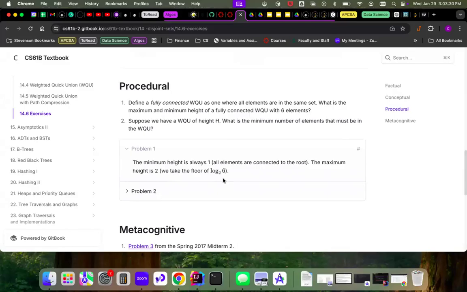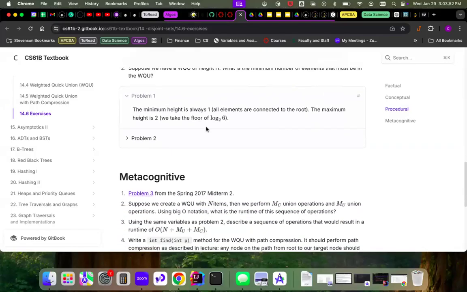Why is it not 5 or anything above 2? Because it's not compressed. We don't have path compression. It's weighted. We can't have the worst case scenario of a regular quick union. This is a weighted quick union. Minimum height is always 1 because they're all just connected to the root.